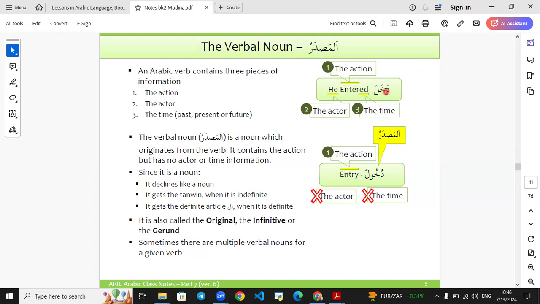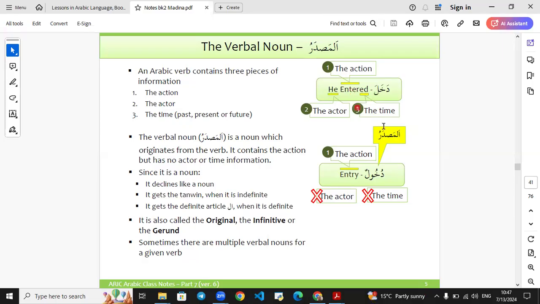Remember, when you say this is fi'l madi mabniyun ala fata, wa fa'il mustatir taqdiruhu huwa, when we say that, it means we are mentioning all these three. He entered. Who entered? The actor, he. And when did he enter? He entered, it means the time passed. This thing happened. And what is the action? Enter is the action.